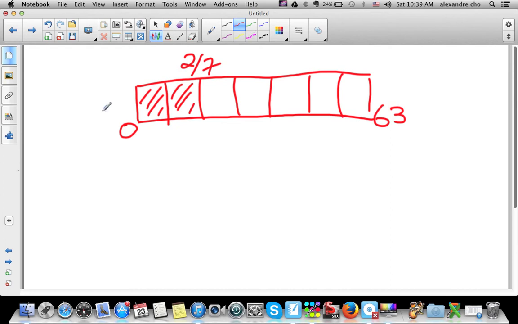Lisa spent 2/7 of her allowance. How much did she spend? So we want a numerical value here, a dollar value. We know she spent 2/7 of her allowance as a fraction, but we don't know how much that is in money. So there are 1, 2, 3, 4, 5, 6, 7 boxes. So we're going to do 63 divided by 7 so that we can find out what each seventh is. So it's 9. Knowing that, we know that each 1/7 is $9.